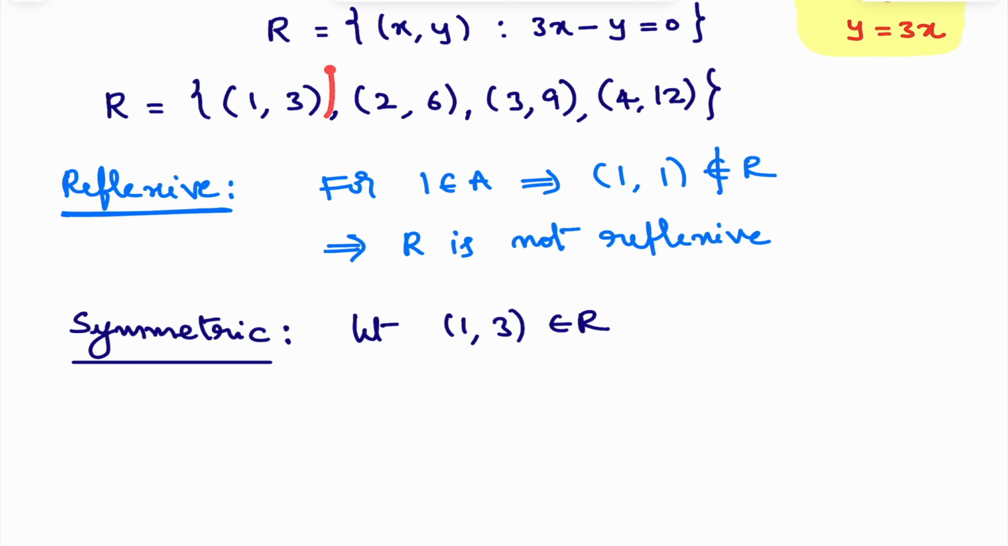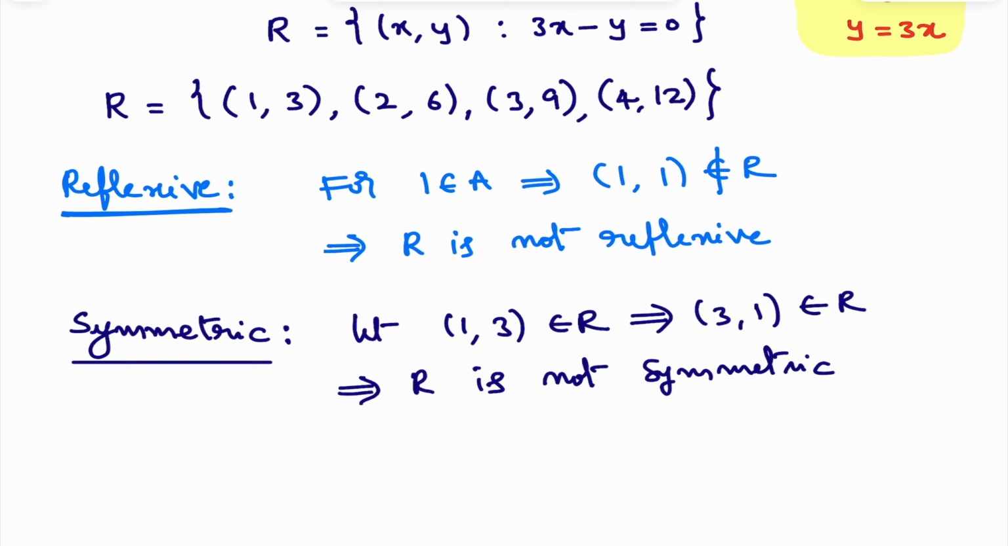But for the first ordered pair (x, y), (y, x) is not in this relation. For (1, 3), (3, 1) is not in this relation. When one element fails the symmetric condition, then we say that it is not symmetric. Here (1, 3) is there in this relation. That implies (3, 1) does not belong to the relation. So we say that this relation is not symmetric.